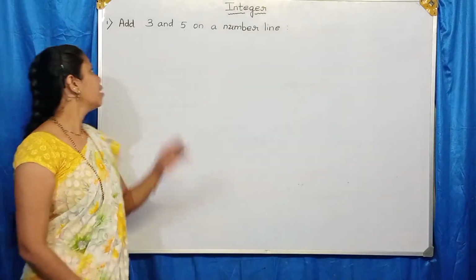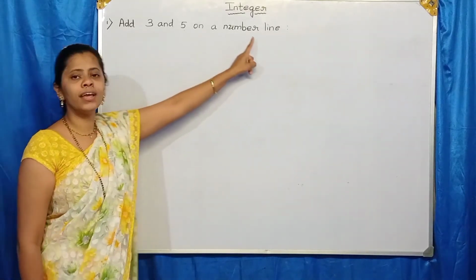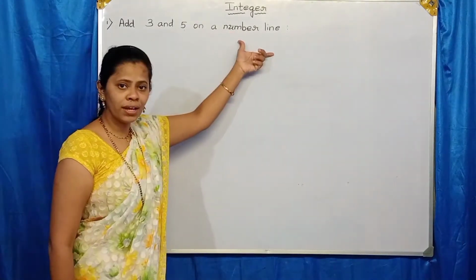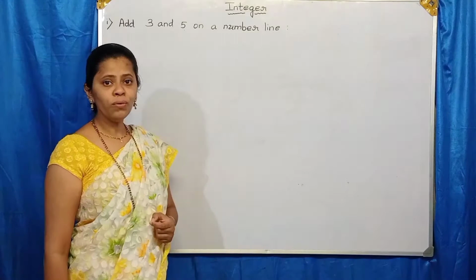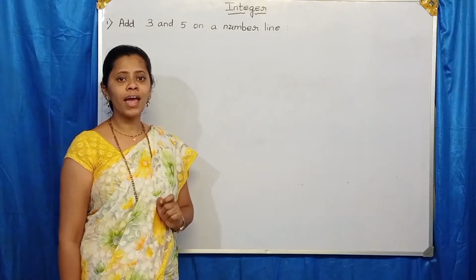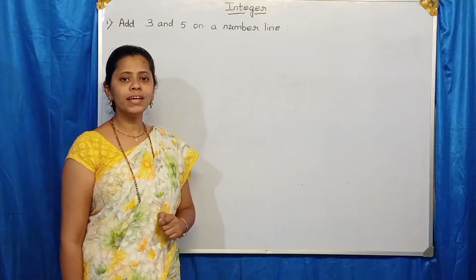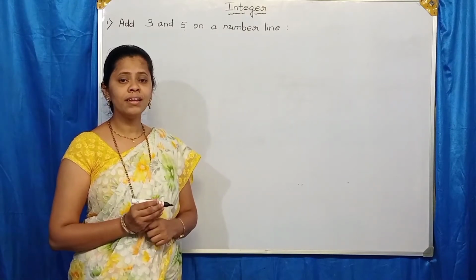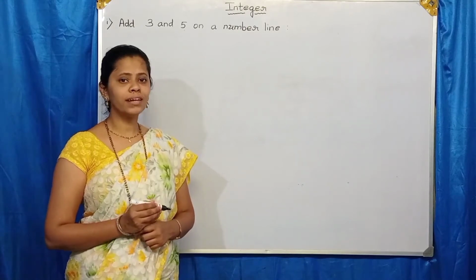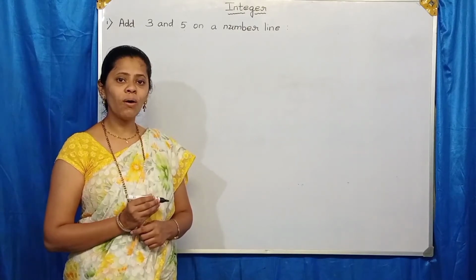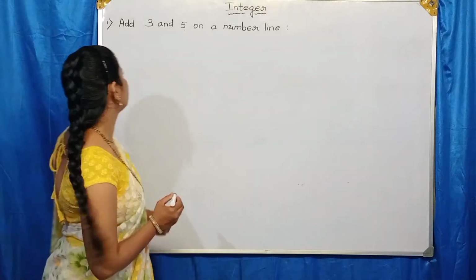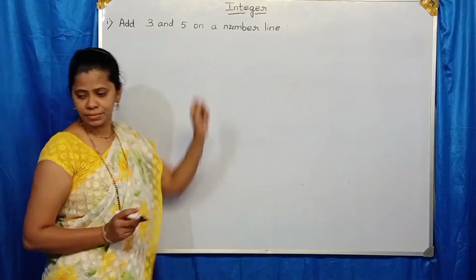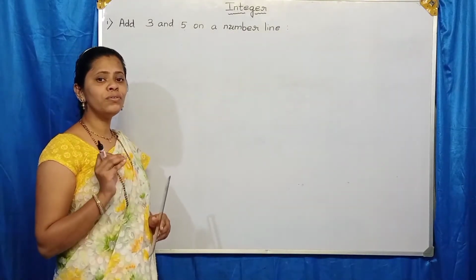First problem, add 3 and 5 on a number line. See here, we have to add these numbers on a number line. So, we must have a clear idea about representation of integers on a number line. About this, I have explained in detail in my previous video. Please check the link for a better understanding of today's concept. See here, first let's draw a number line. To draw a number line, we have to draw a line.